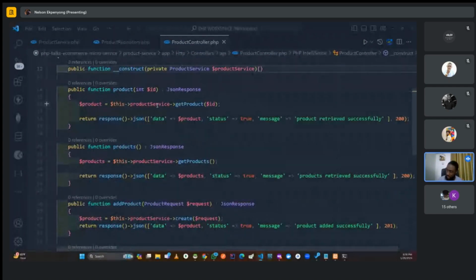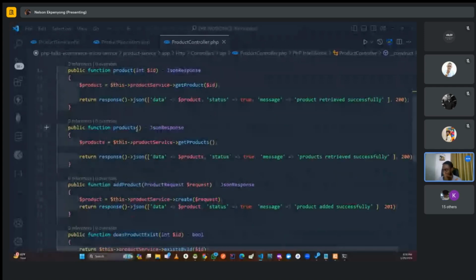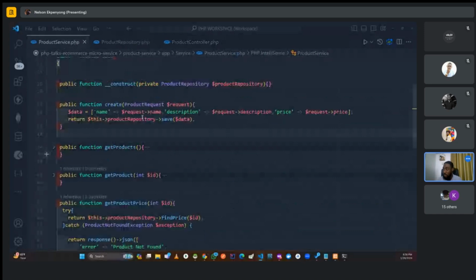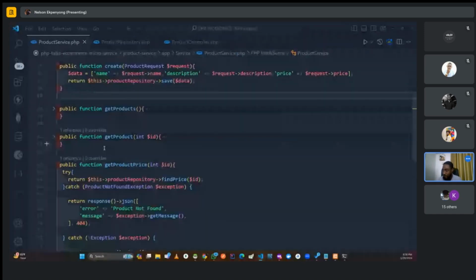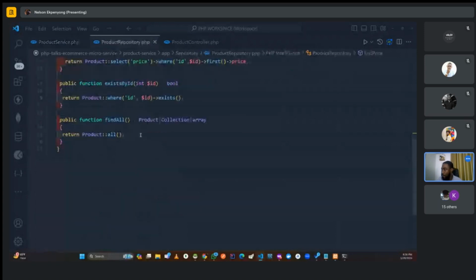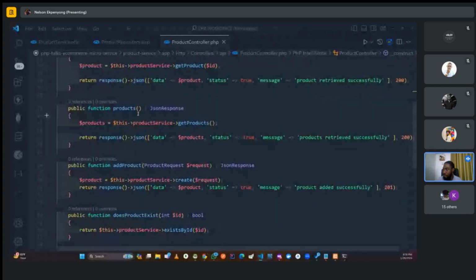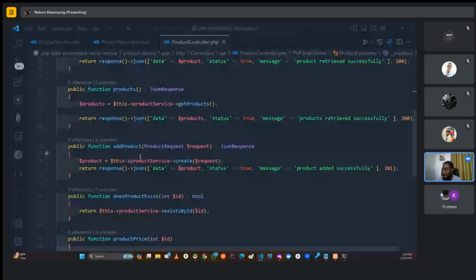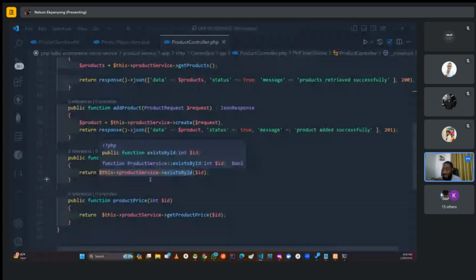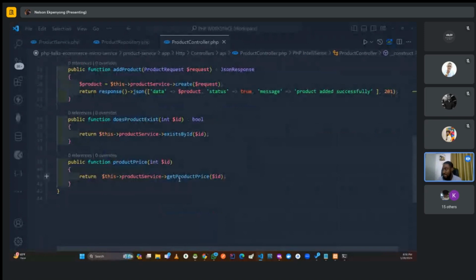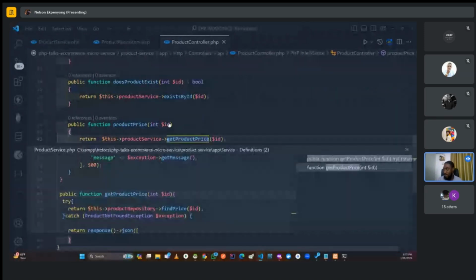Then the controller calls the service to get the product. I'm saying this product service get product. Then I'm returning a JSON response. If I want to call all products, this product service get products. So that controller is calling all the methods here, right? And that is all. Products is calling the get products in the service. Add products is calling the create in the product service on line 30. Does product exist is calling the exist by ID in the product service. Product price is trying to get the price, right? Look at it here. Get product price. This is the service.